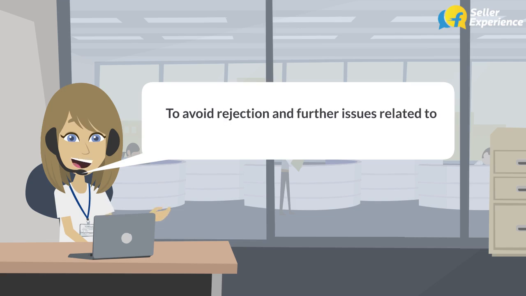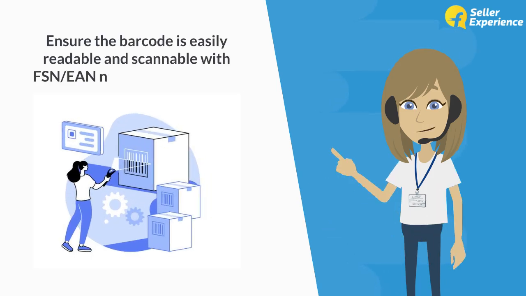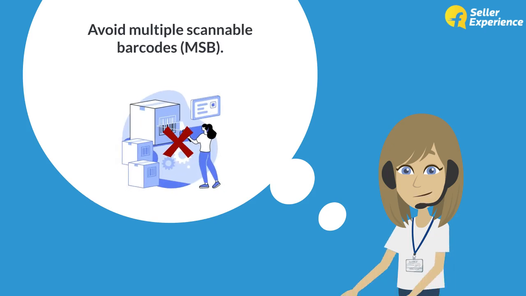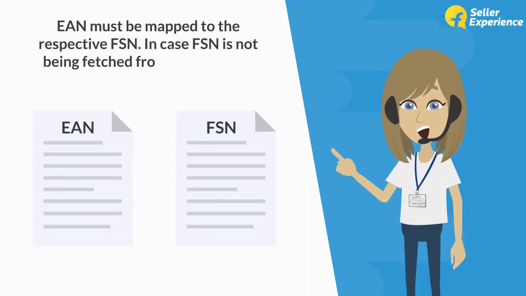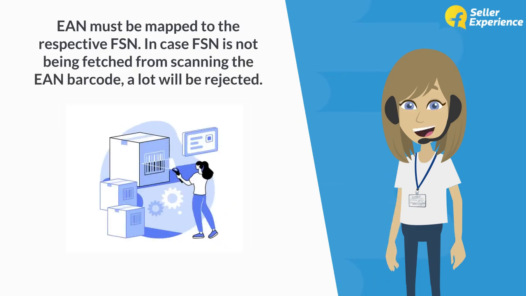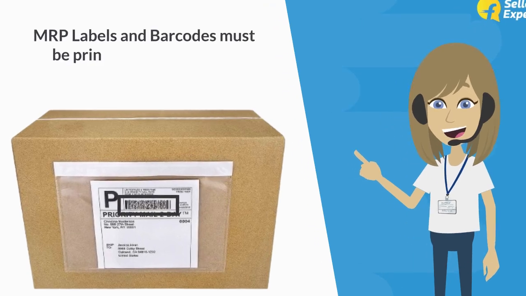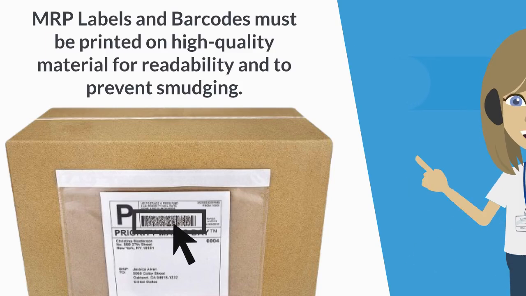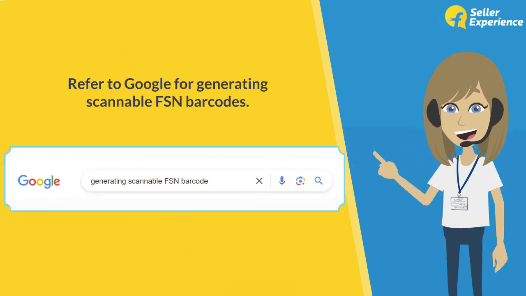To avoid rejection and further issues related to barcodes, follow these guidelines. Ensure the barcode is easily readable and scannable with FSN or EAN numbers on the label. Avoid multiple scannable barcodes. EAN must be mapped to the respective FSN. In case FSN is not being fetched from scanning the EAN barcode, a lot will be rejected. MRP labels and barcodes must be printed on high quality material for readability and to prevent smudging. Refer to Google for generating scannable FSN barcodes.